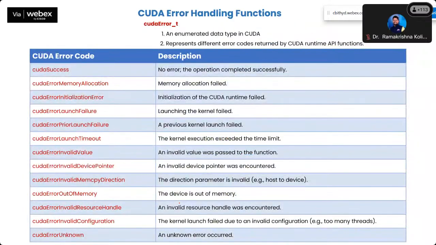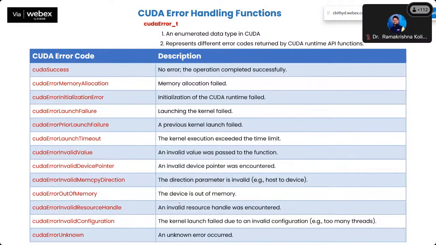Next is the CUDA error handling functions. CUDA also provides some error handling codes. These codes are very helpful for the developer to find the exact cause of the error that is occurring while they are trying to execute the code on the GPU.